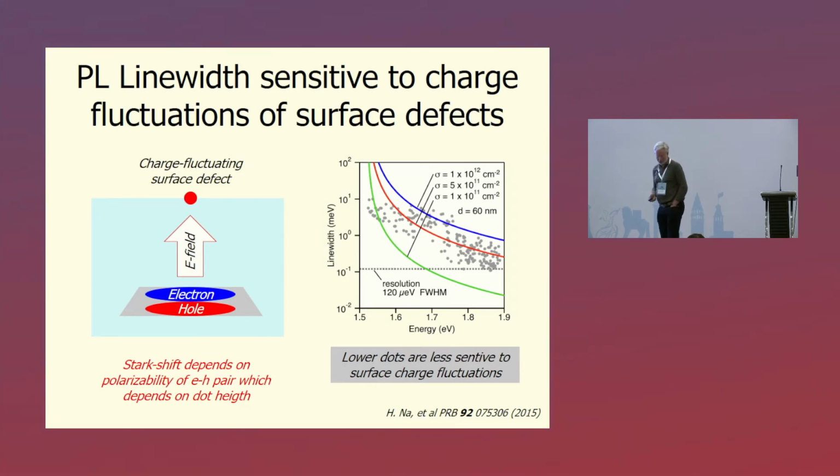So if you want to have droplet dots that show long coherence or a long lifetime, it's important to grow quantum dots with a low height, or of course try to avoid these fluctuating impurities on top of the surface. That's the other way to go.